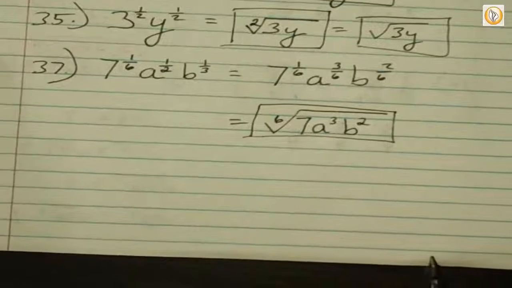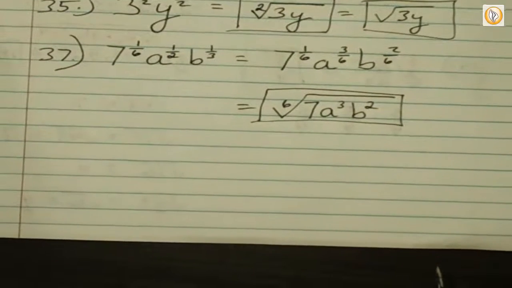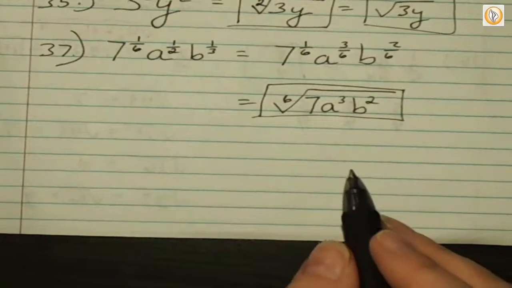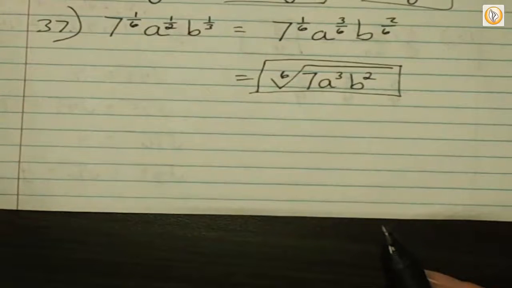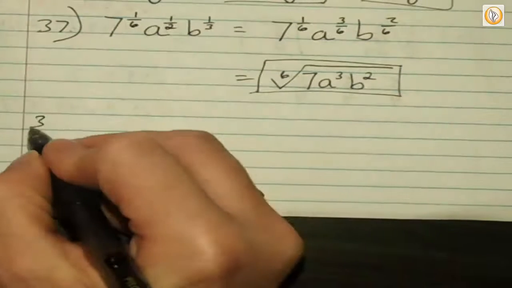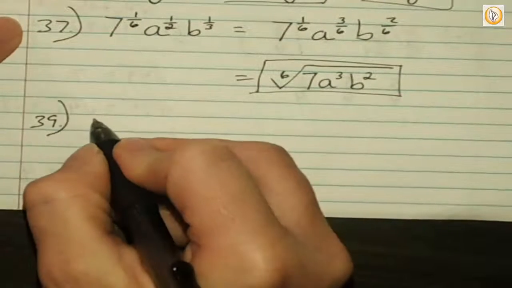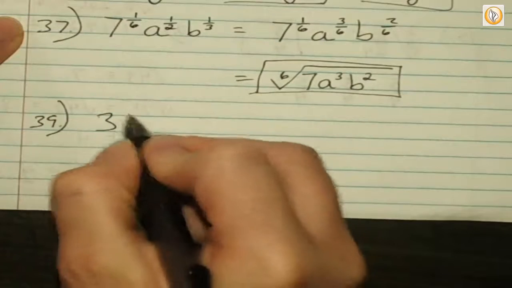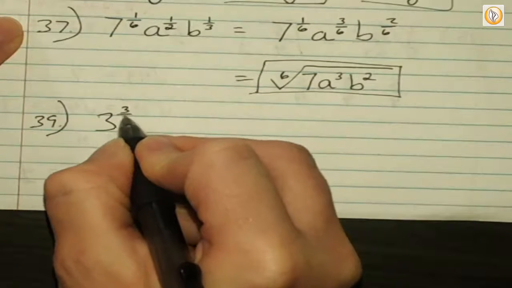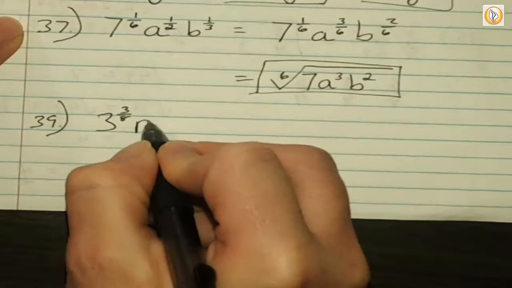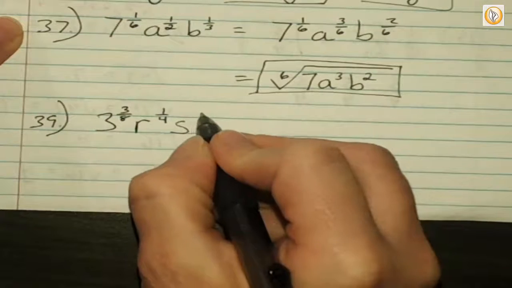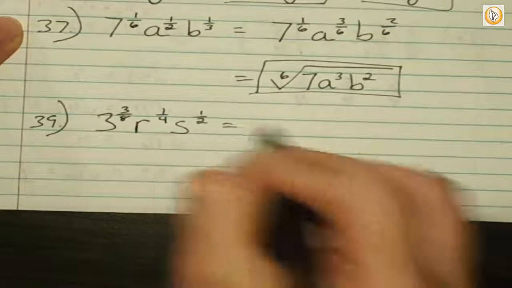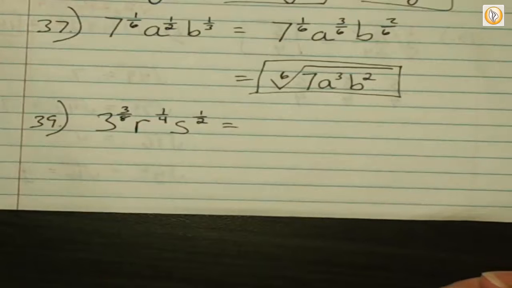Good job. Any questions? Valeria, any questions? Miranda, anyone? All right, last one. I have 3 to the power of 3 over 8 times r to the power of 1 over 4 times s to the power of 1 over 2. Morgan, redeem yourself.